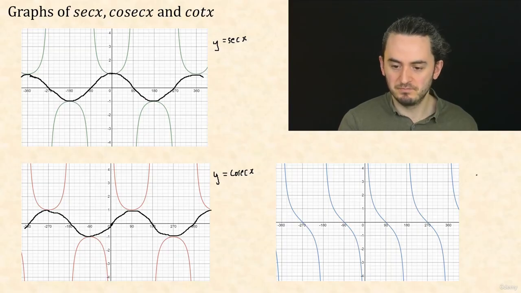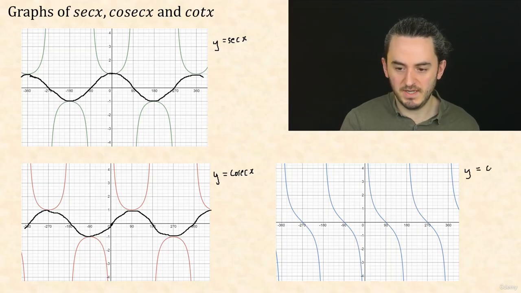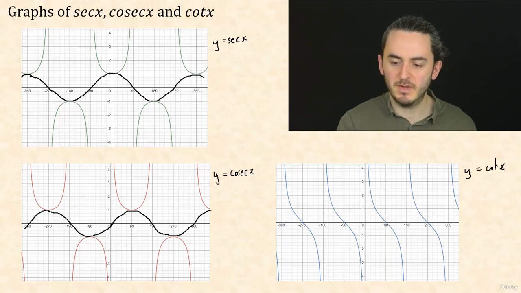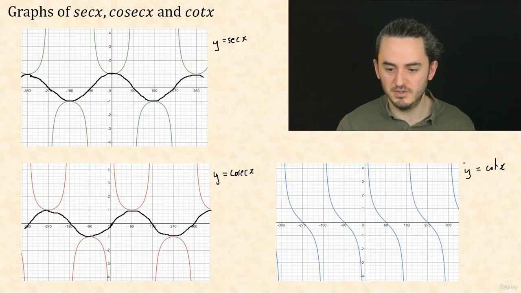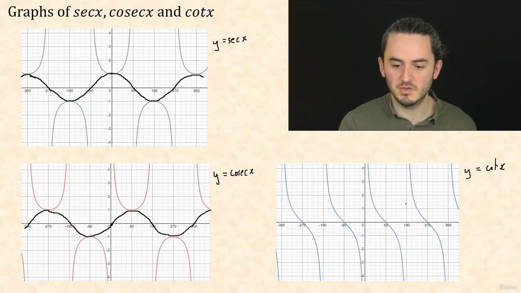Okay, finally here, we've got y equals cot x. And we're going to think about cot x as being 1 over tan x. Remember, there's two ways: 1 over tan x and cos x over sin x, both legitimate ways to think about cot, but we're going to think about it as 1 over tan x.